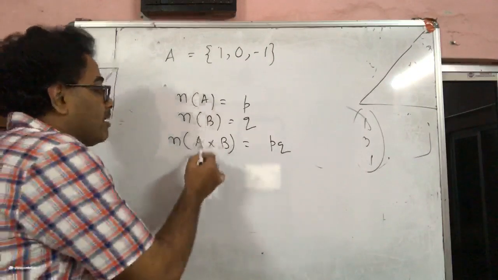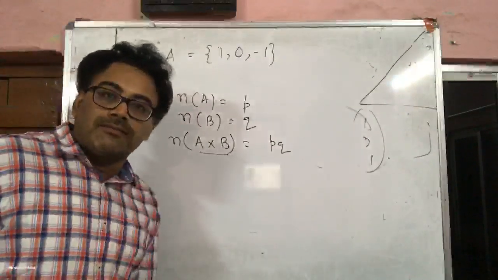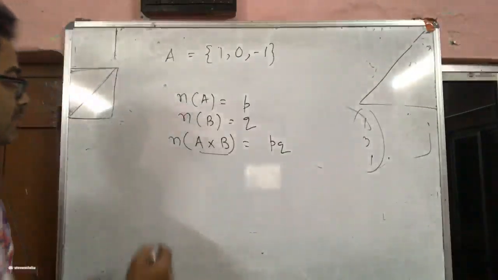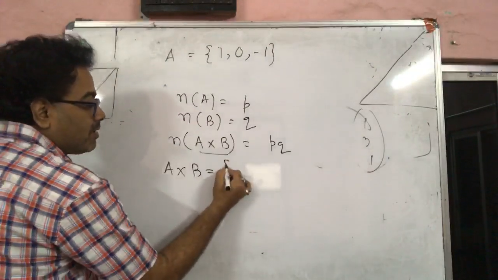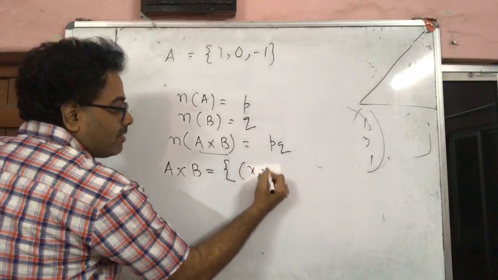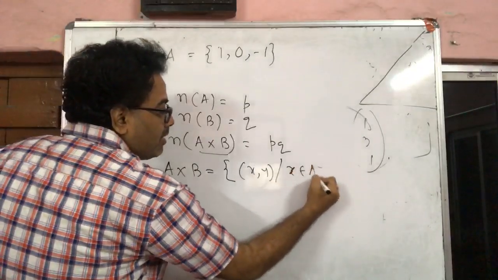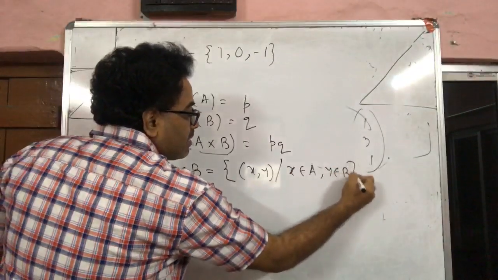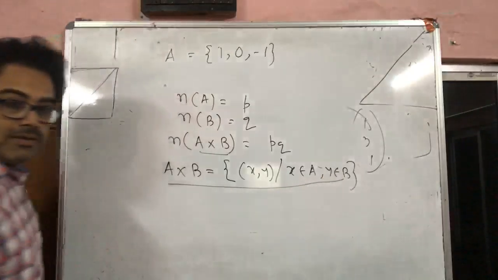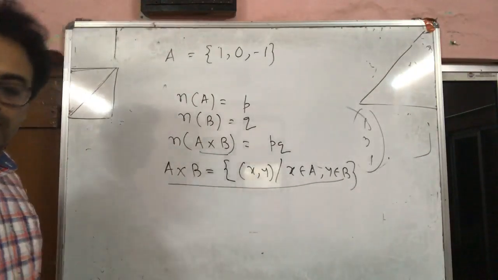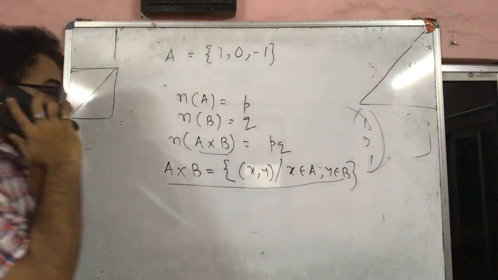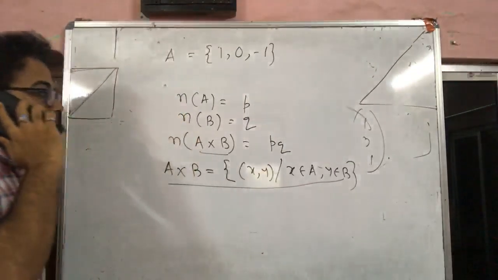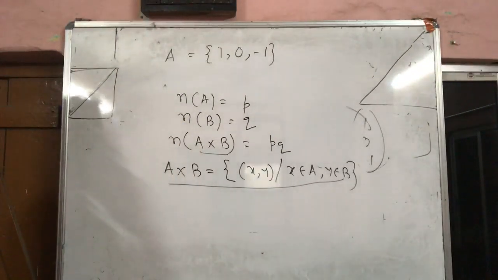Now this is called the Cartesian product of two sets. If I want to define it with the help of set builder form, it is the collection of xy where x belongs to A and y belongs to B. Just note it down. Hello?